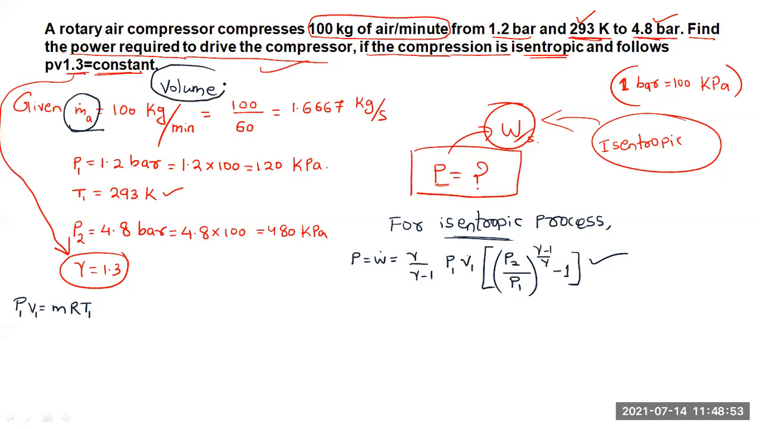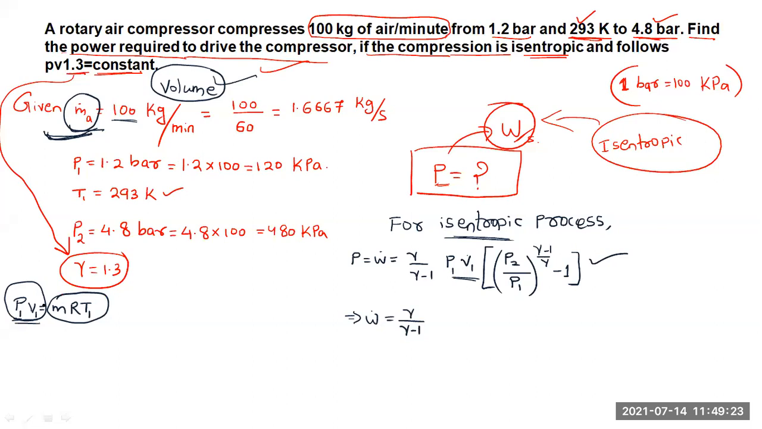In the question paper, check whether they have given mass or volume. If they give volume, you will take P1 into V1, like this formula, P1 V1. But in this question paper, mass flow rate is given, 100 kg per minute. So if they give mass flow rate, in place of P1 and V1, we have to write mRT1. So the formula becomes work done equals gamma divided by gamma minus 1.